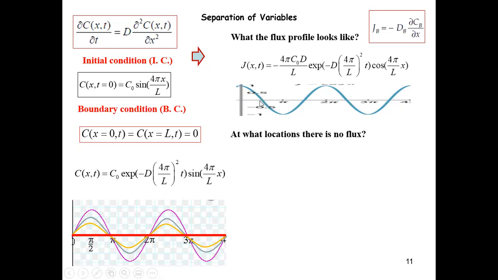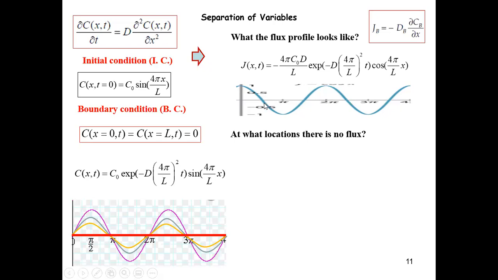So this is a position where you have no flux, or we can say that the magnitude of the flux has a minimum at these points. Now what are the corresponding concentration values at these associated points? I can tell you this is pi over 2, this is 3 pi over 2, this is 5 pi over 2, and this is 7 pi over 2. So what are the values for the concentration?